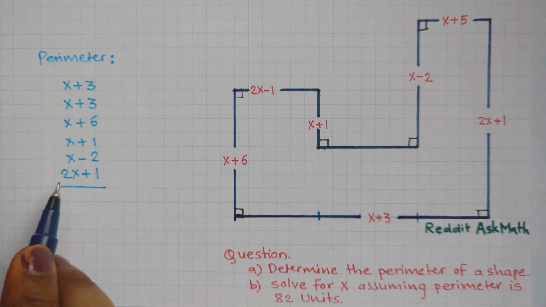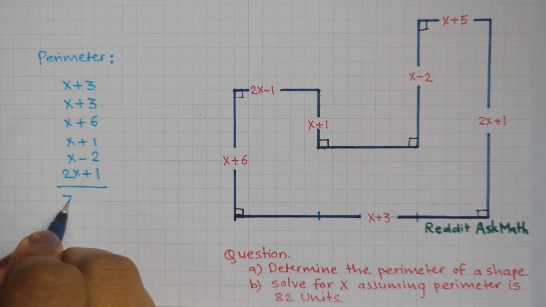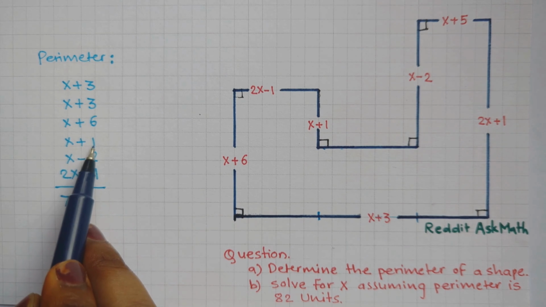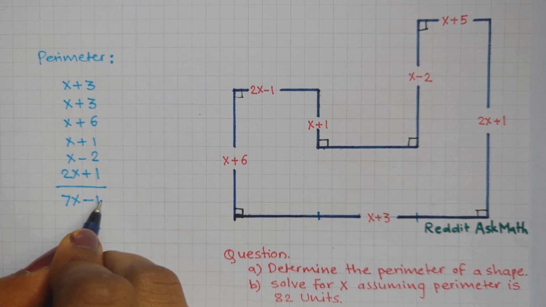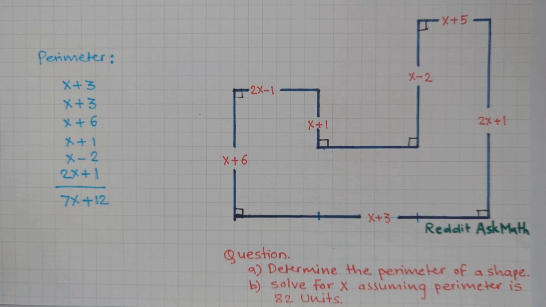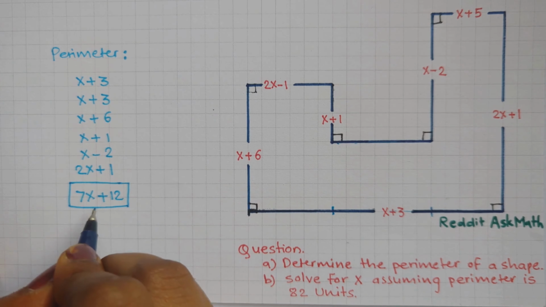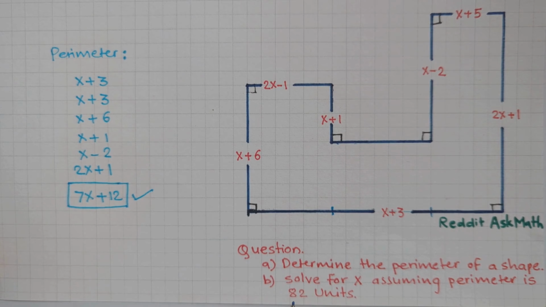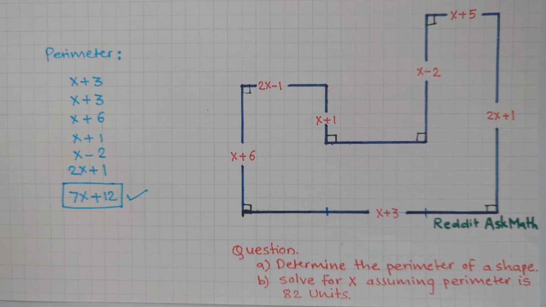So let me calculate how many x's there are: 1, 2, 3, 4, 5, 6 and 7x. So 7x, then 3 plus 3 is 6, 12, 13, 14, and minus 2 would be plus 12. So 7x plus 12 is our perimeter, and that is how we have solved part A, determining the perimeter of this shape.